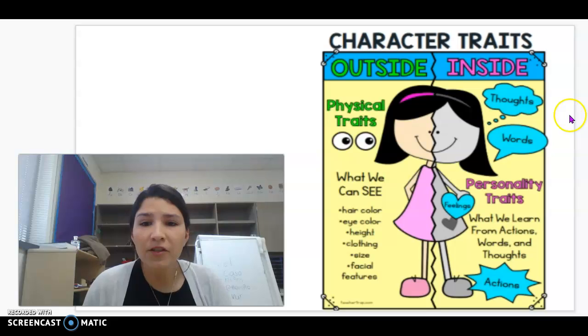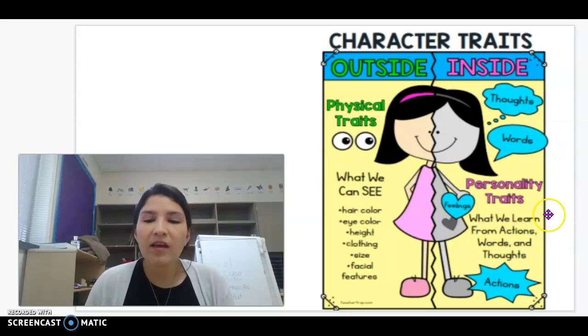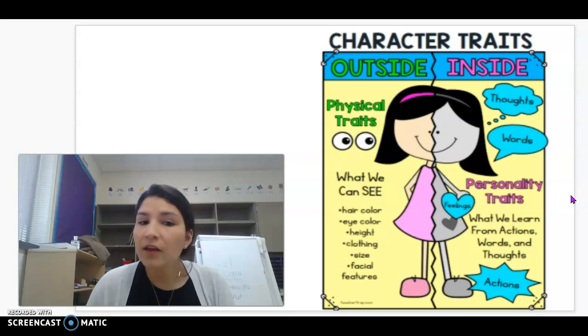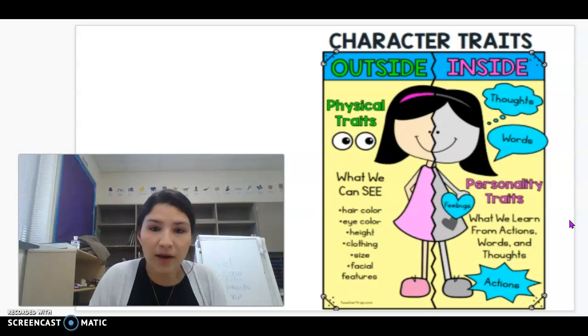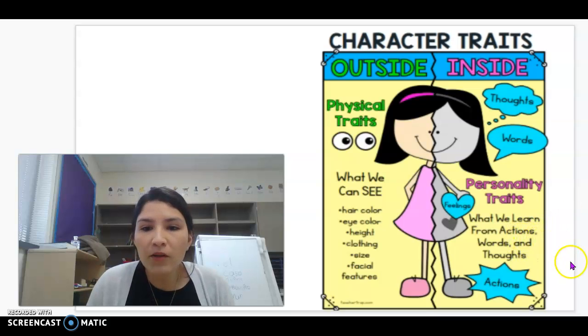these are the person's thoughts, their words, their feelings, their actions, right? This is called personality traits. Say that word with me. Personality traits. You cannot see a person's personality traits just by looking at them. You have to get to know that person, that character, right? So, what we learn from actions, words, and thoughts.